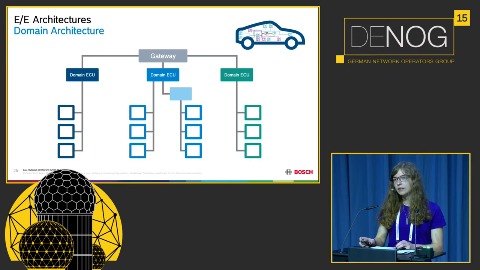This has the advantage that you have a logical structure of the network, ECUs with the same domain, for example, powertrain ECUs or infotainment ECUs are grouped together. But it has the disadvantage that these ECUs are distributed all over the vehicle, and so you need a lot of wires.